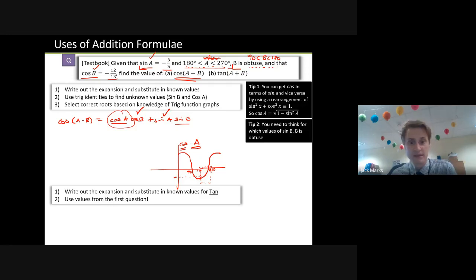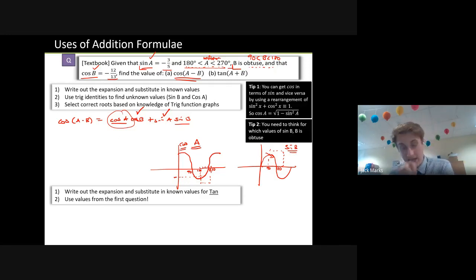What's the other one? B. So look, sine B. And again, this isn't obvious why I'm doing this yet. You just have to trust me for a second. So this is a sine graph. And B is obtuse. Well, that's 90. That's 180. So B is sort of like here somewhere. We're talking about a positive answer. This is for sine B.